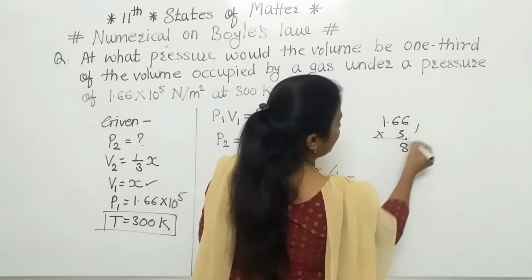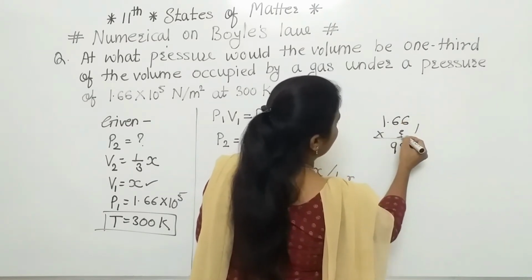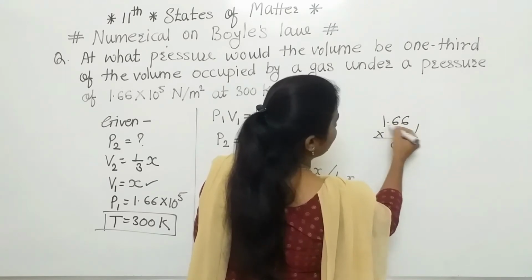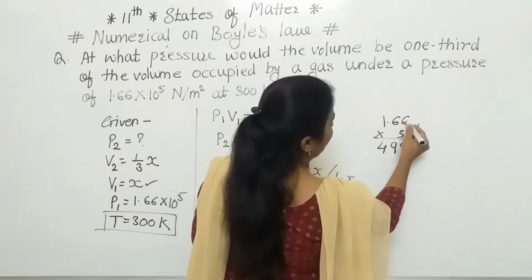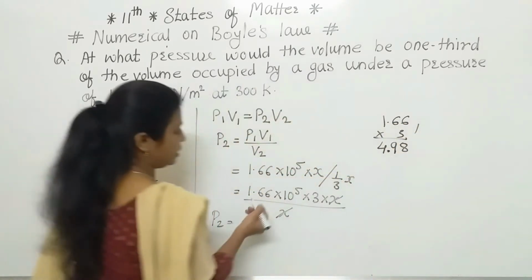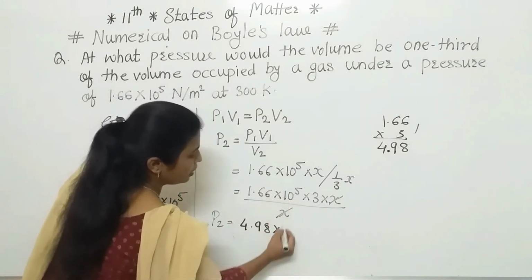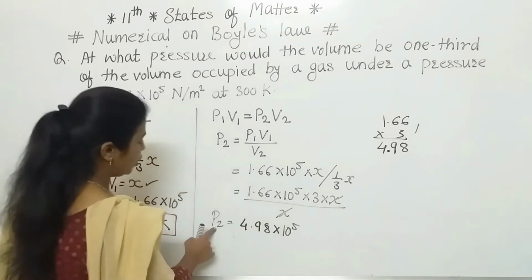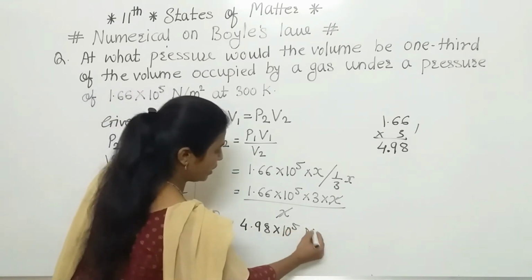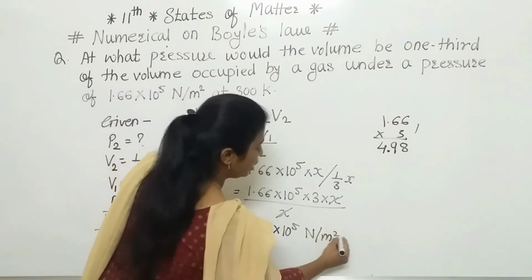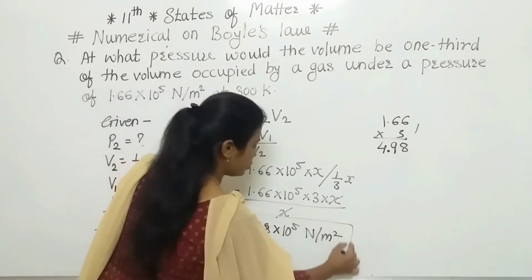6 3s are 18 plus 1, 19. So here 3 1s are 3 plus 1, 4. After 2 decimals, the answer will be 4.98 into 10 raised to 5. P2 is there, so its unit will be pressure. That's why its unit will be Newton per meter square.